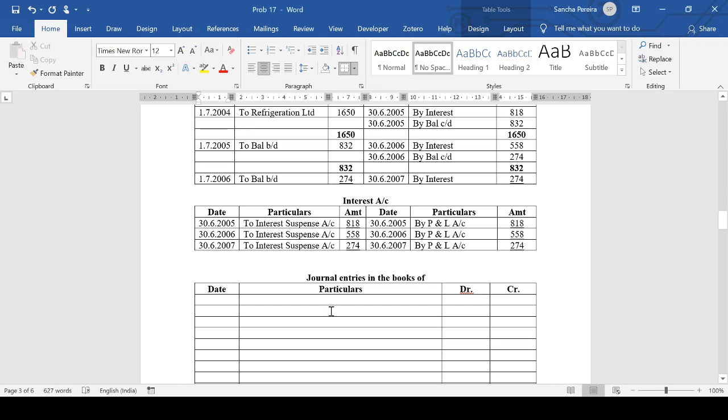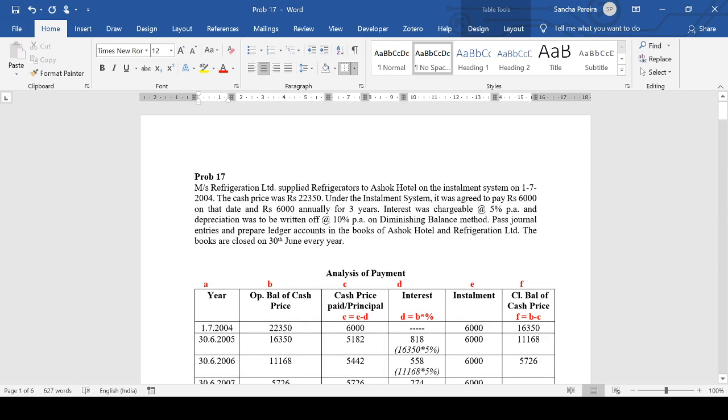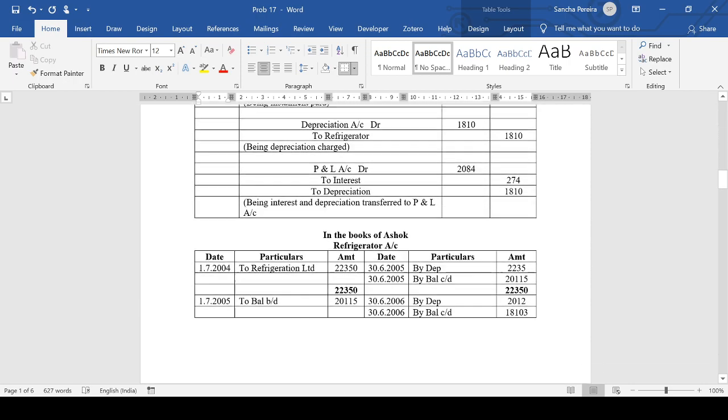So in this video, I'm going to do the second part of problem 17, where I pass the journal entries and prepare the ledger accounts in the books of the seller. We have already done the analysis of payment, which is applicable to this part as well. Refrigeration Limited is the seller and Ashok Hotel becomes the buyer.